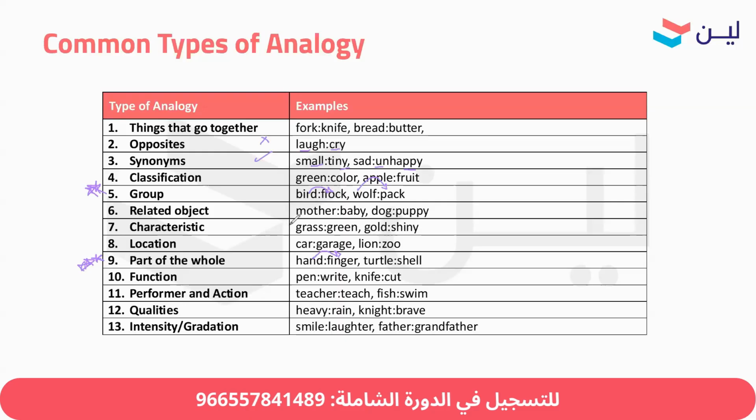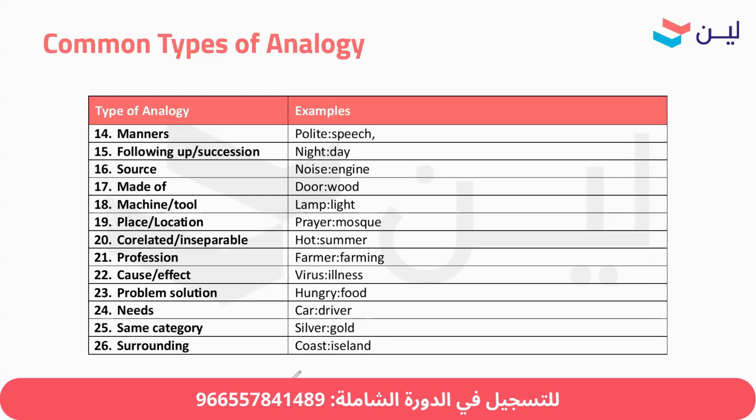See the rest of the examples of analogies that you have in this slide and in the next slide, like this one: polite is to speech. Polite is used to describe the quality of speech. Night to day, succession: which one comes first? In this way, we can also have seasons or months. Made of and made from: door is to wood. Door is made of wood, in the same way as we will find other examples. So these are different types of analogies that you have to familiarize yourself with.